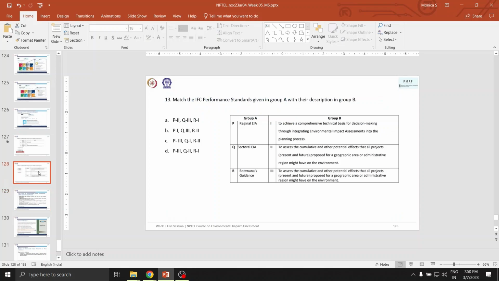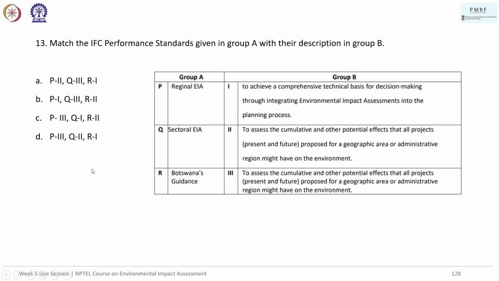This is again another question where there was an issue, right? So match the IFC performance standards given in Group A with their description in Group B. So we have three options in Group A. First of all, it's regional, right? Regional EIA, sectoral EIA, and Botswana's guidance. The thing is, both 2 and 3 are the same, unfortunately. So I don't know what the team is doing again. It should be corrected shortly. Nonetheless, let's see what the answer is, right?